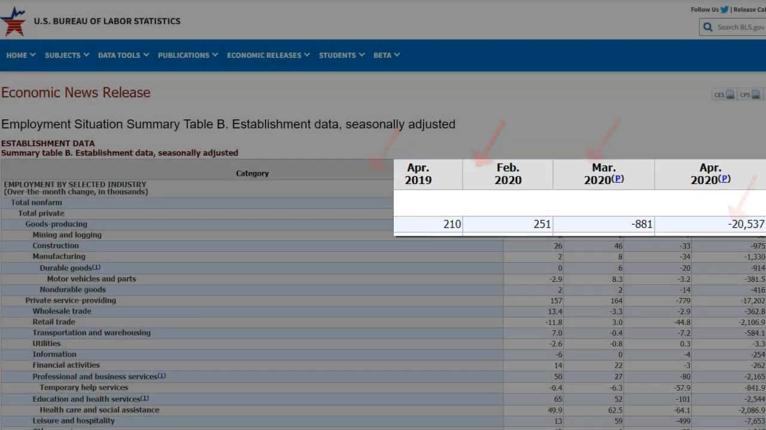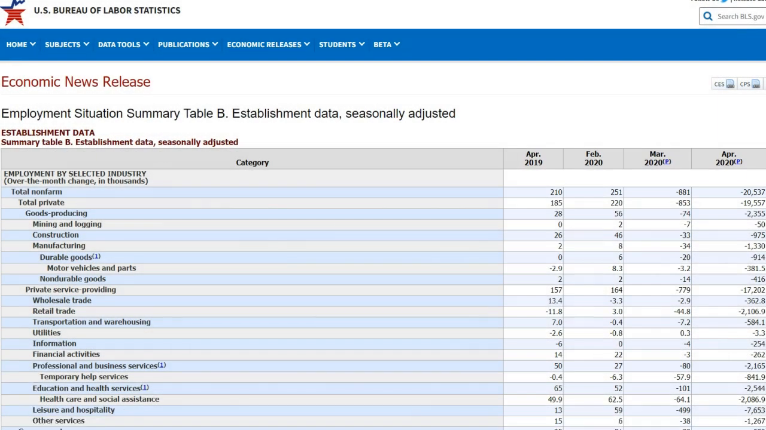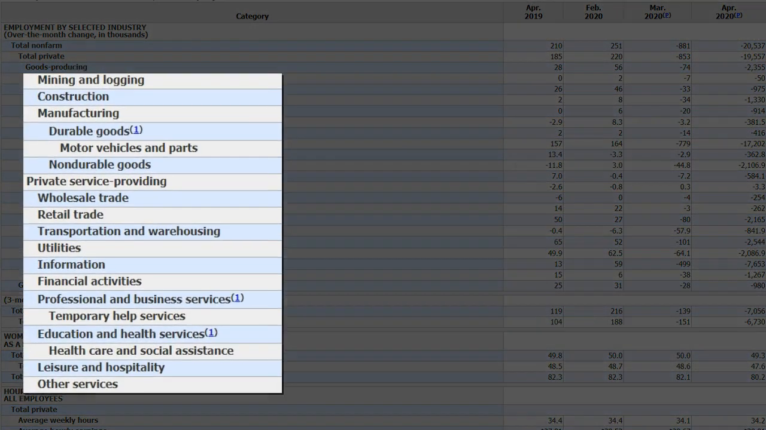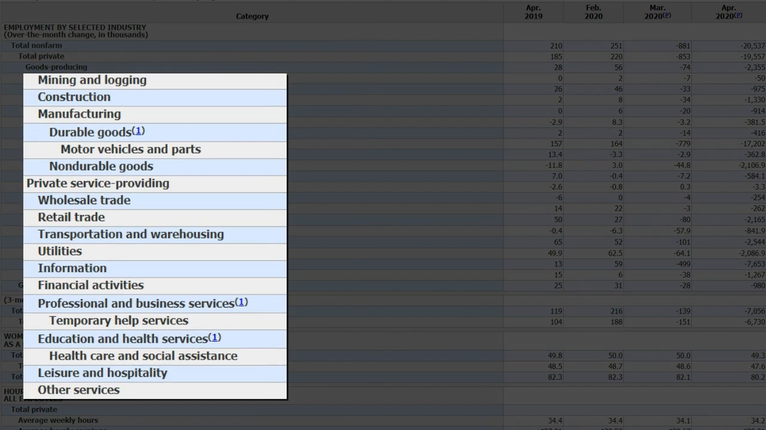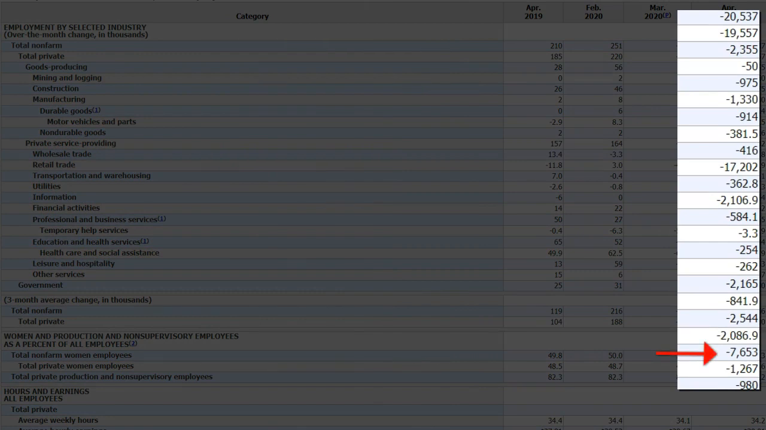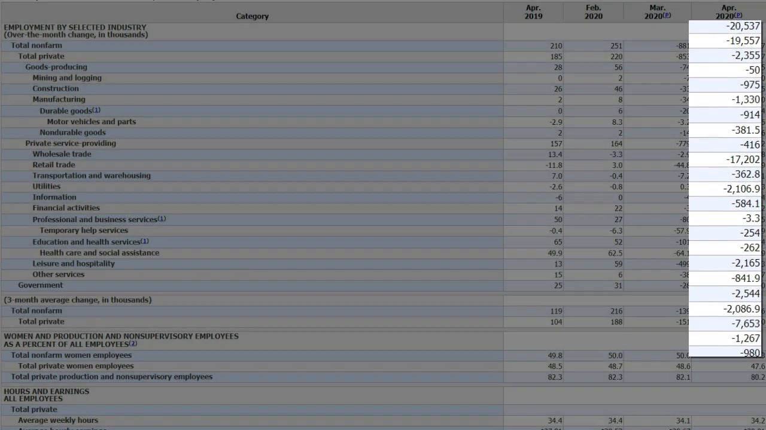The table then breaks down the jobs numbers by different industries, so this can be useful if you want to see which sectors got hit the hardest or did the best. So it breaks down by, for instance, mining and logging, construction, manufacturing, etc. Of particular interest this last month was leisure and hospitality. We can see they lost 7.6 million jobs, so they got hit really hard, which makes sense with all the restaurants being closed. But it'll be interesting in the upcoming months to see which sectors do the best and worst.